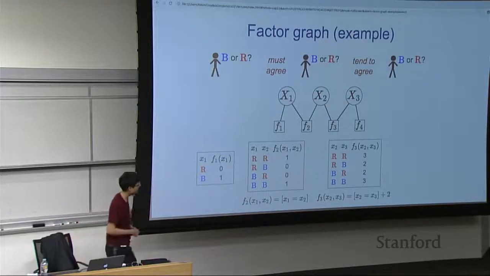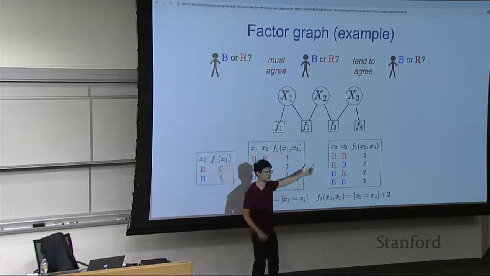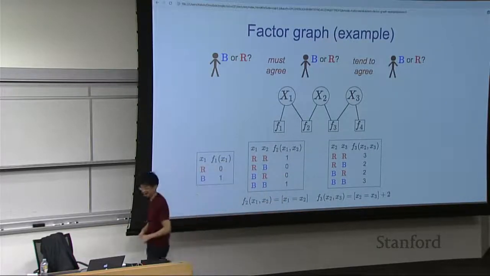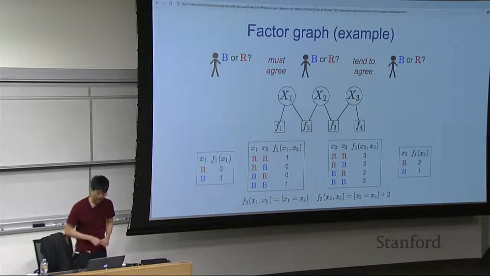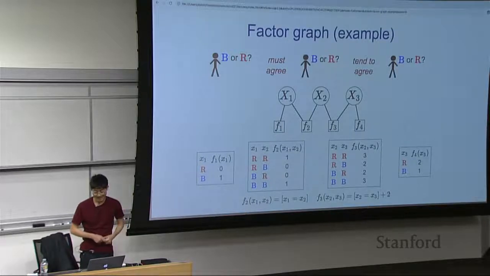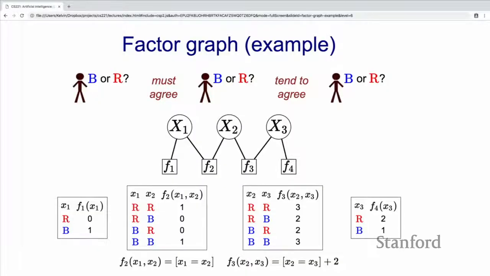In this case, this factor doesn't actually assign 0 to any particular combination, but you can tell that it likes certain combinations better than others. And finally, we've got another unary factor, which only depends on x3, which says that the third person slightly prefers red a little bit more than blue. So hopefully that reloads some context about how these factors work.